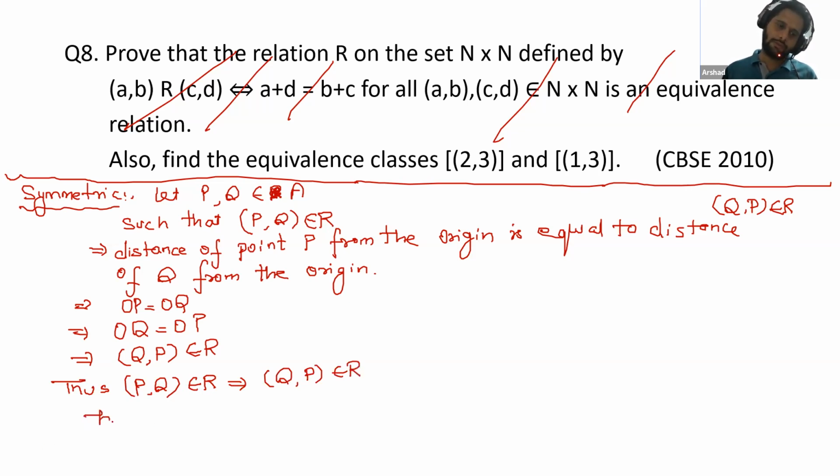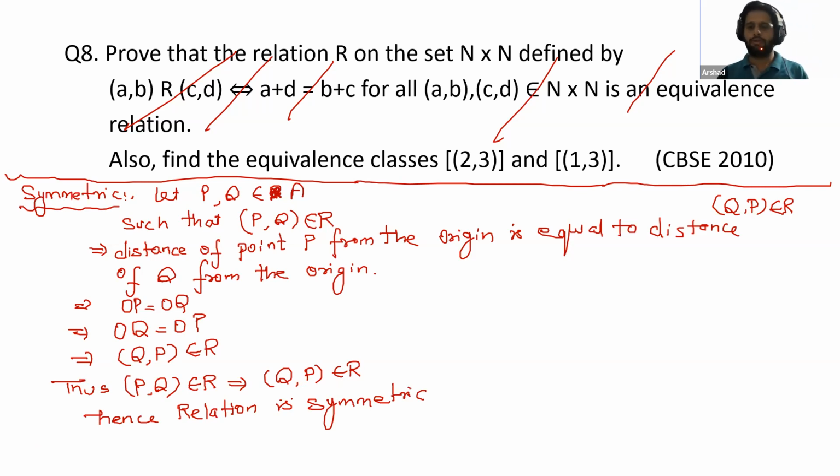Hence, relation R is symmetric. In this line we have just written the same point: this belongs to R, which implies Q comma P belongs to R. Hence, this relation R is symmetric.